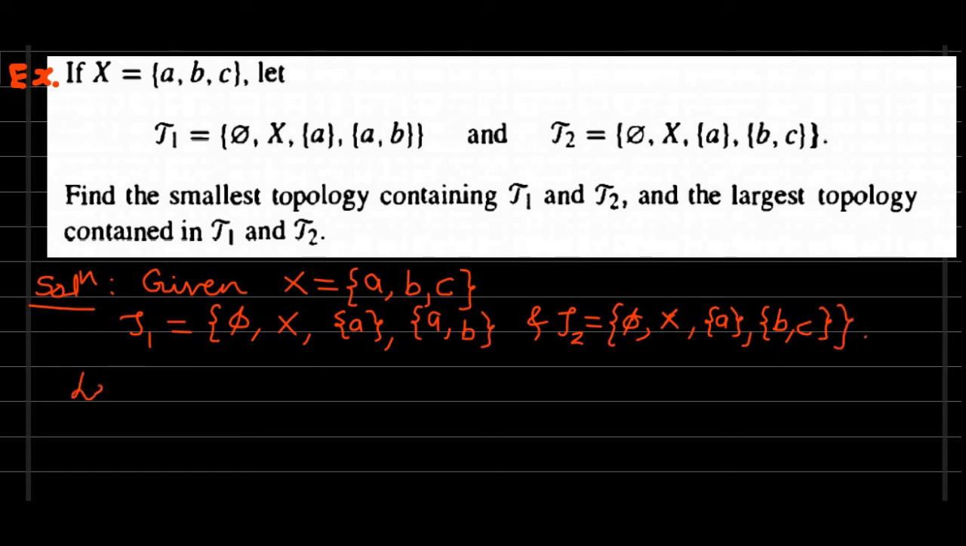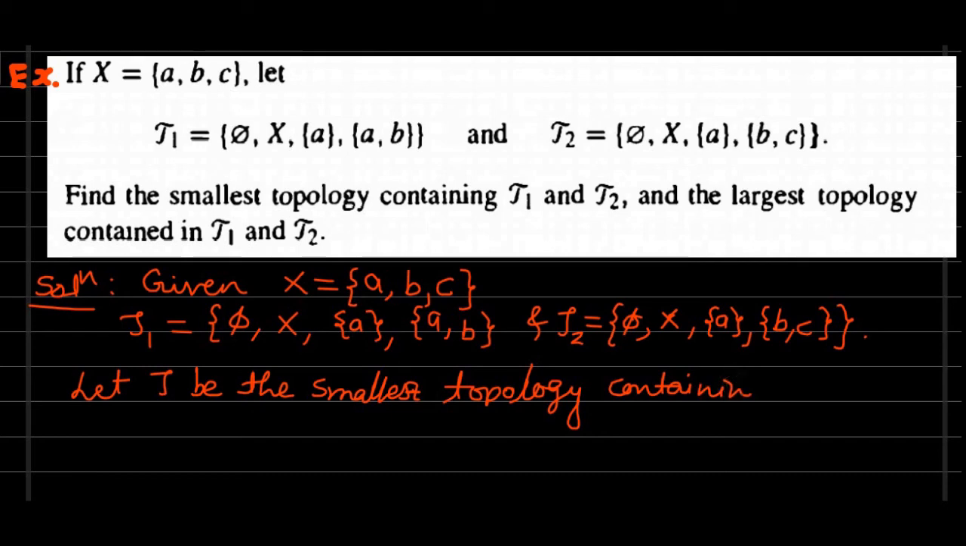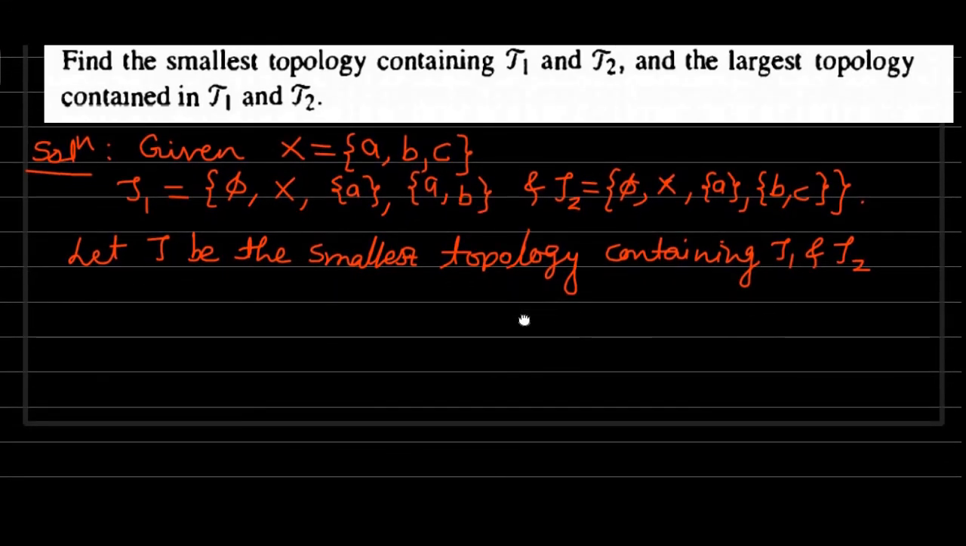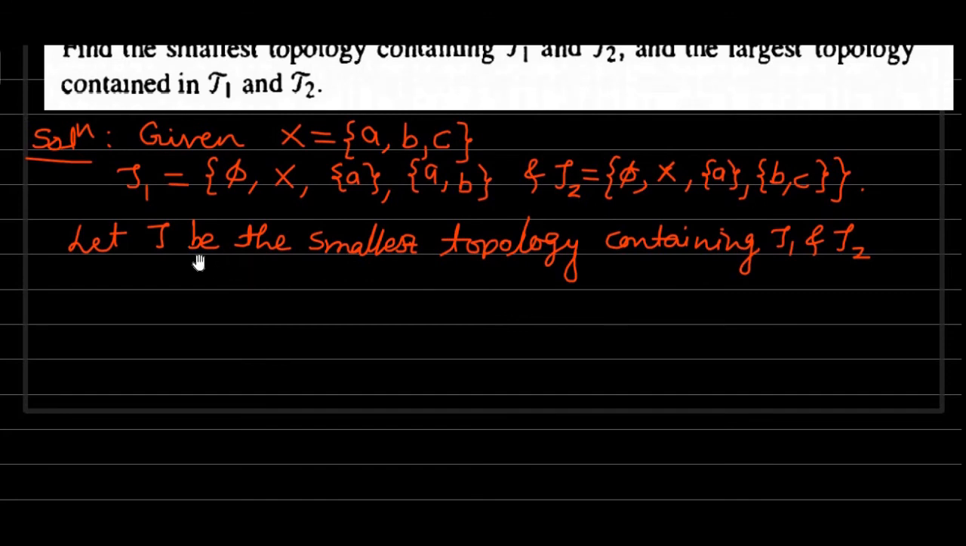Let τ be the smallest topology containing τ1 and τ2. Then as τ contains τ1 as well as τ2, clearly τ1 and τ2 both will be subsets of τ, as well as their union τ1 union τ2 will be a subset of τ.